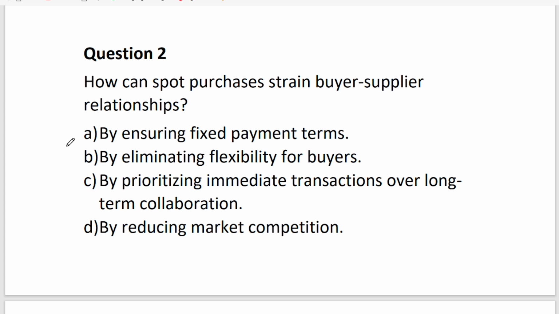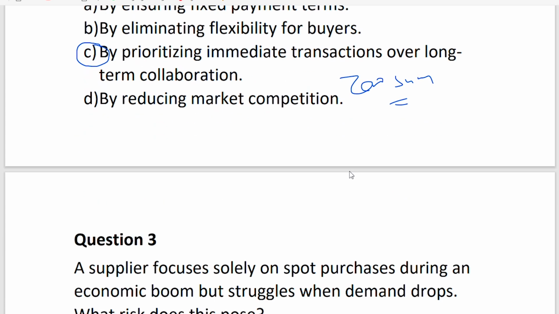Is it by ensuring fixed price terms, by eliminating flexibility for the buyer, by prioritizing immediate transactions over long-term collaboration, or by reducing market competition? It's because these ones tend to be zero-sum. Okay? They are zero-sum. Somebody gains, somebody loses. So it's win-lose. I mean, you're not really negotiating. We just want the results. You're not interested in the relationship.